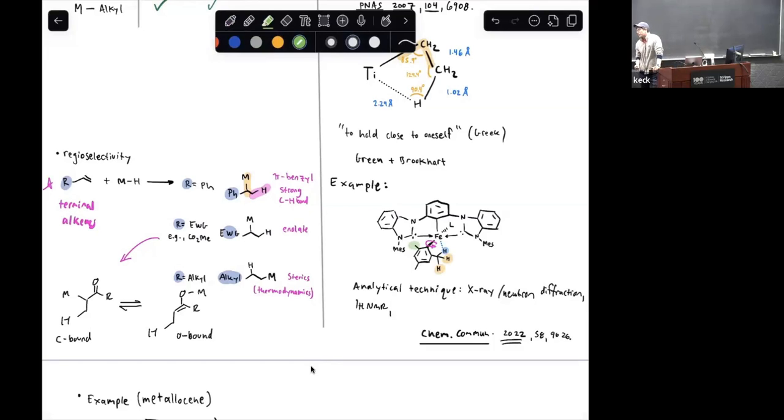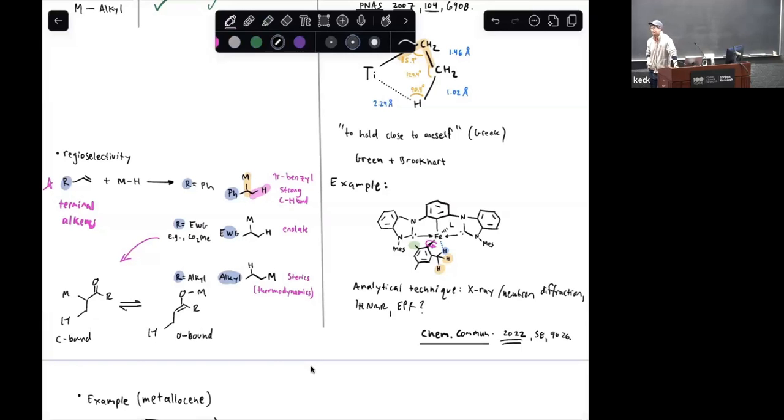Any other techniques off the top of your head? Think about, if the complex is amenable to EPR, you might be able to see that there's an interaction with the metal. EPR, okay, that's interesting. Potentially. I think in that case you'd probably need some reference to know what you're looking at. IR potentially, but remember that the CH region where you're going to be looking is the noisy one.